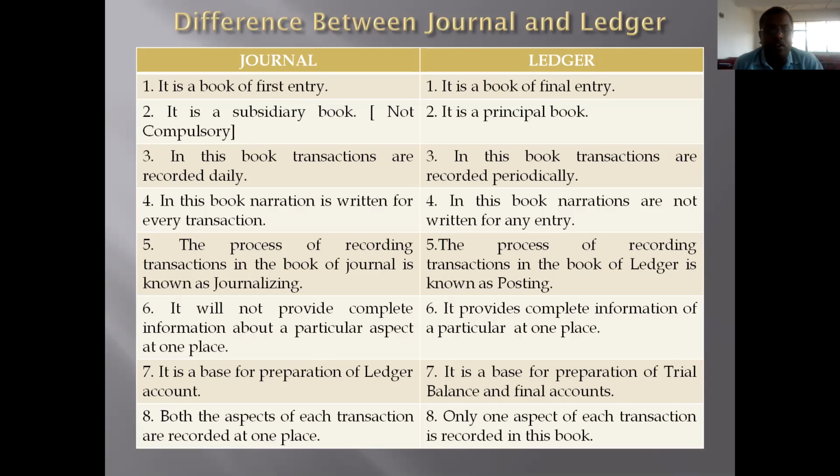In the book of journal, we are going to write narration for each and every transaction. What is the next difference? In this book, narration is written for every transaction. What is narration?